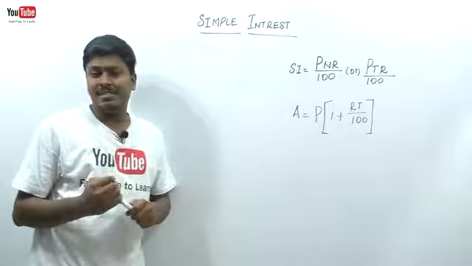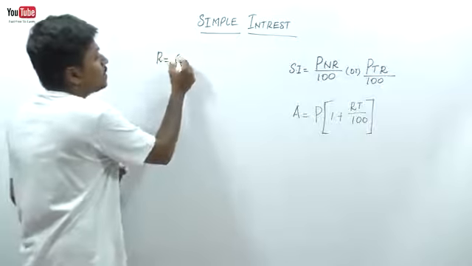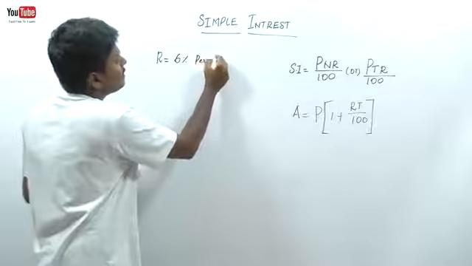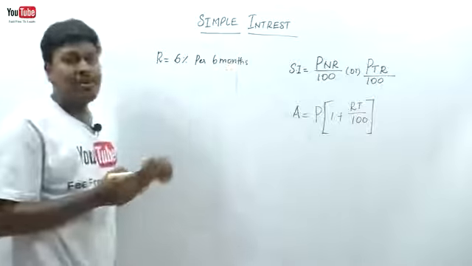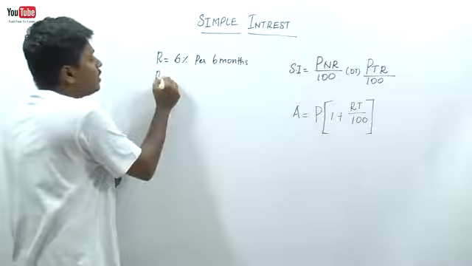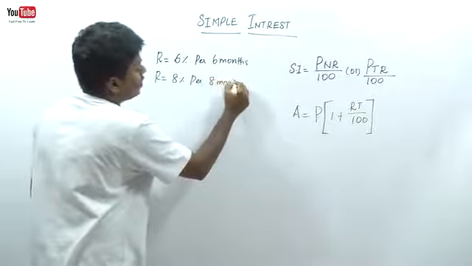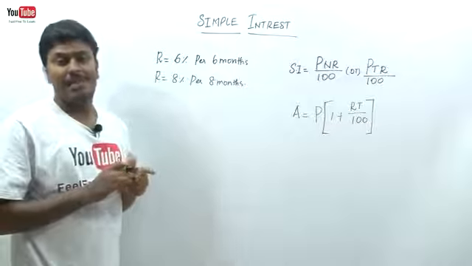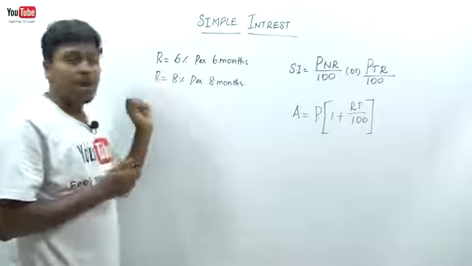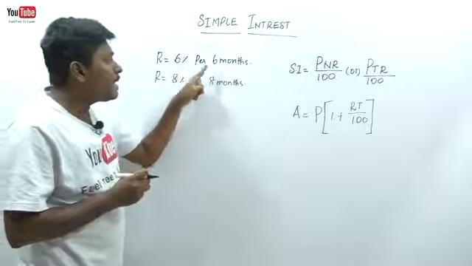The fourth condition is where in some cases you can find R is equal to 6% per 6 months. These are the confusing lines in a question. Similarly, R is equal to 8% per 8 months. Friends, don't get confused by seeing those words, R, that is percentage. Friends, R should always be in per annum, right? Here they have said 6% per 6 months.